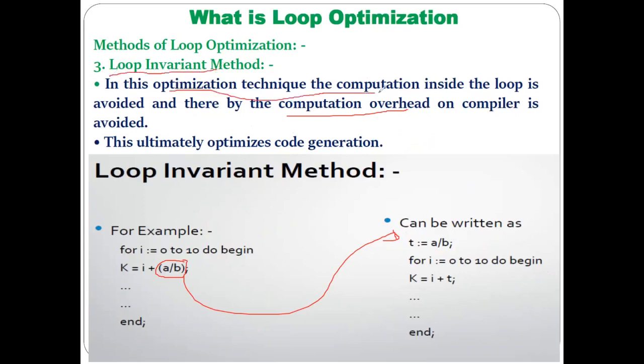In this optimization technique, the computation inside the loop is avoided, meaning the computation which is happening inside the loop is avoided by writing it as a separate variable, calculating its result in that separate variable, and using it further. So that is called the loop invariant method. Because of that, processing time will be reduced and execution speed will be improved. I hope all of you understood the loop invariant method.